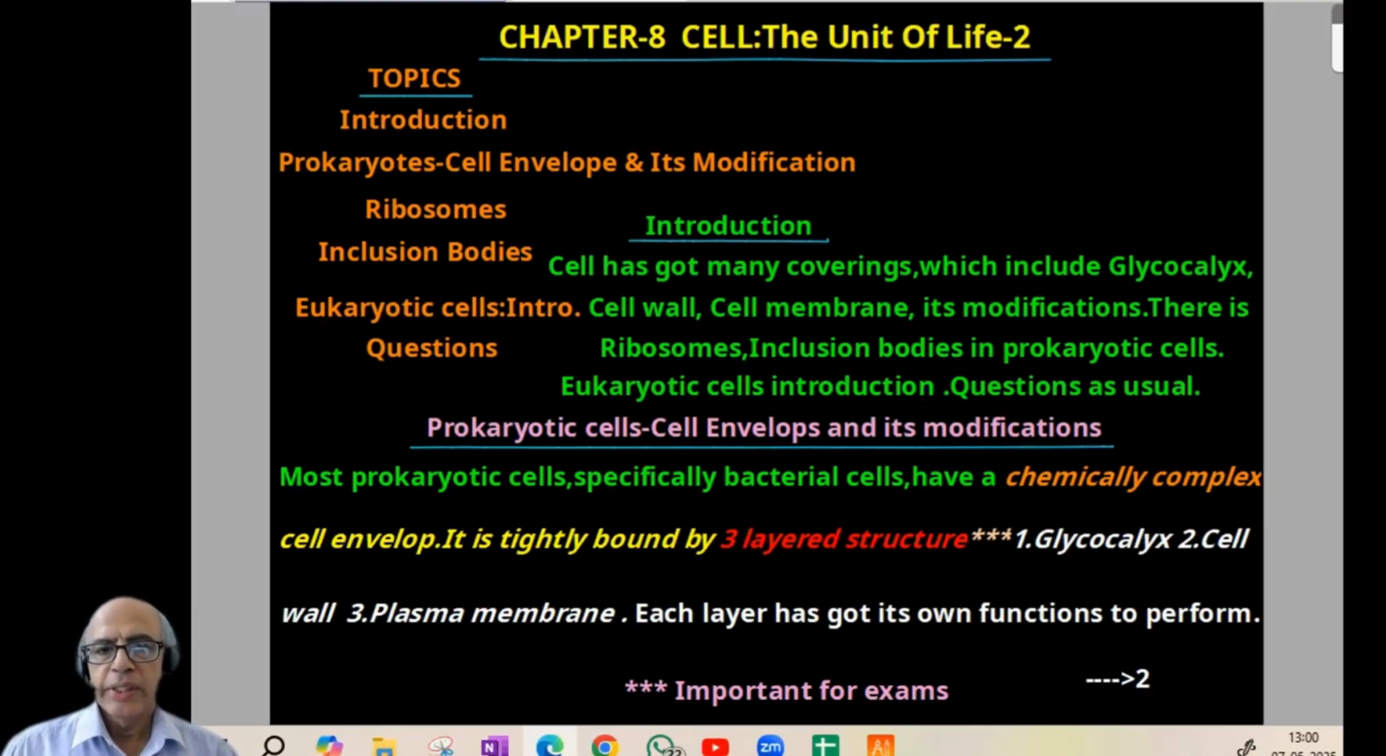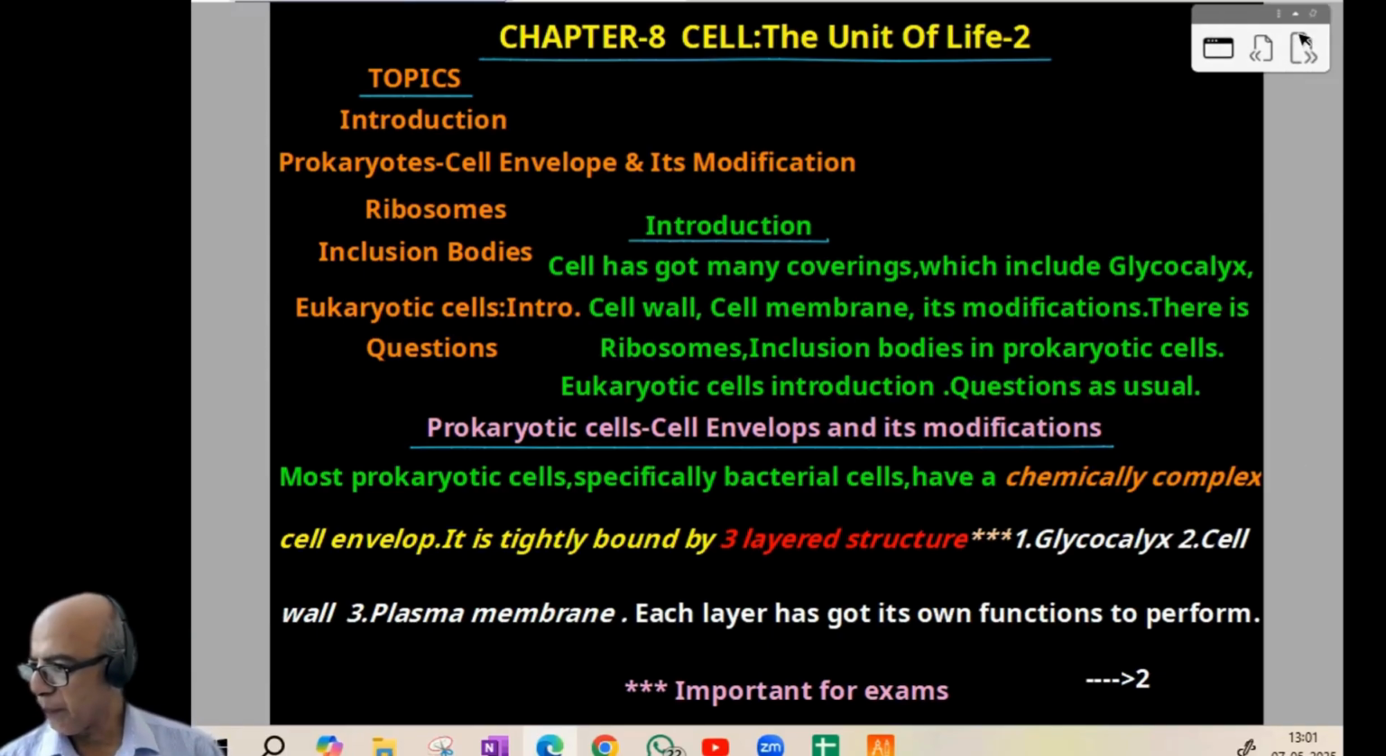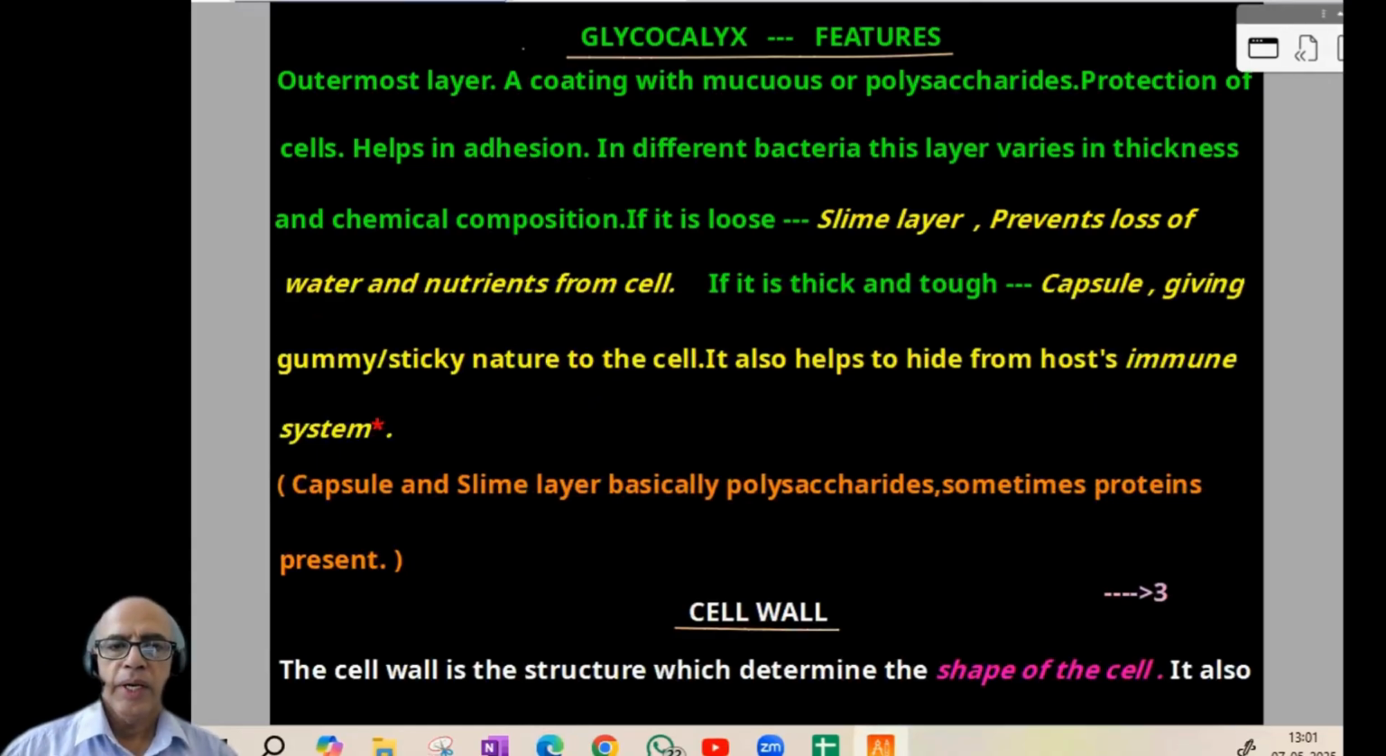So prokaryotic cells, cell envelope and its modifications. Most prokaryotic cells, specifically bacterial cell, that is our main item, have a chemically complex cell envelope. It is tightly bounded by a 3-layered structure. It's important. Which are these 3-layered structures? That is outer glycocalyx, second is cell wall, and third is plasma membrane or cell membrane. And remember, each layer has got its own functions to perform. I think first page is clear. We can proceed to second page. I think second page came.